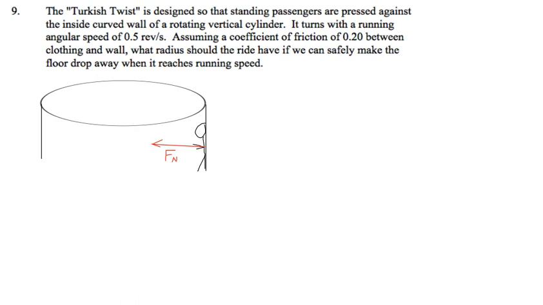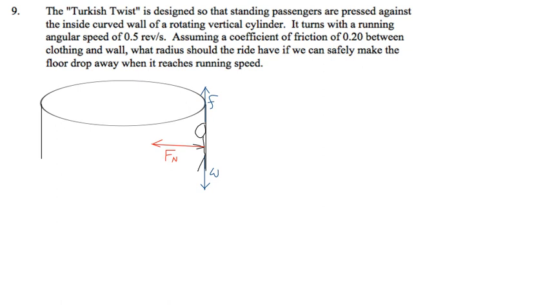We don't want the person to slide down the wall when the floor drops away. So we want enough friction in this direction to overcome the weight of the person in that direction. So we're going to have, this is W, and this is the friction. I'm almost on autopilot to put normal force when I have that, but it's friction in this problem.